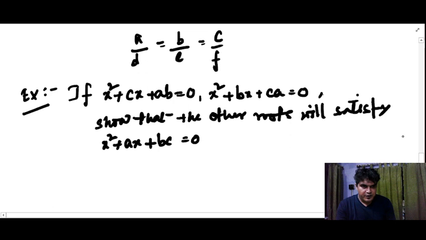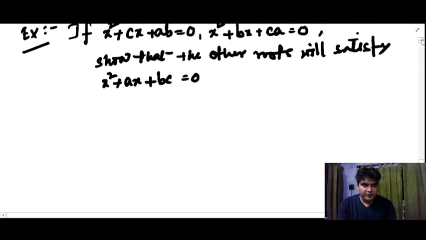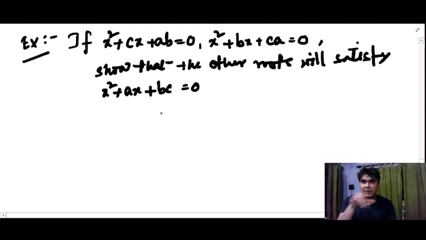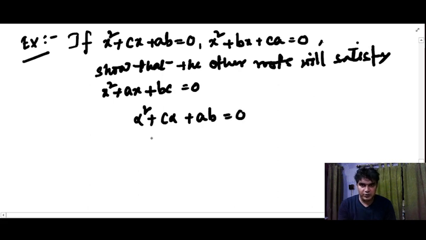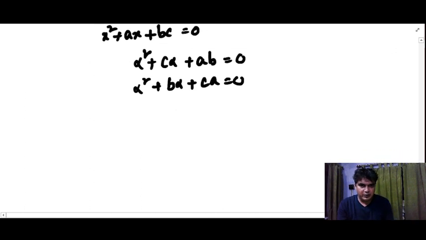So let's form it. So first of all, these two equations have a common root. Say alpha is a common root, right? So if alpha is the common root, then the value of alpha will satisfy these two equations. That means we'll get alpha square plus c alpha plus ab equals to 0. Another one will be alpha square plus b alpha plus ca equals to 0. So from here again we are going to solve for alpha square and alpha. So if we want to solve for alpha square and alpha, what we get?